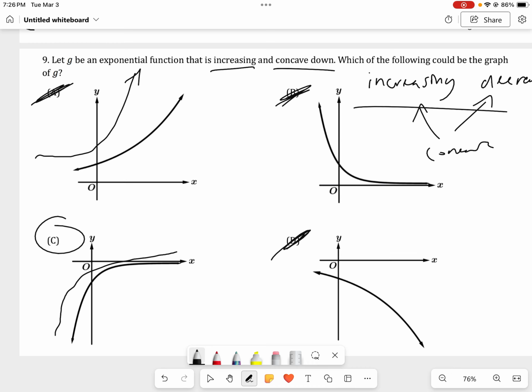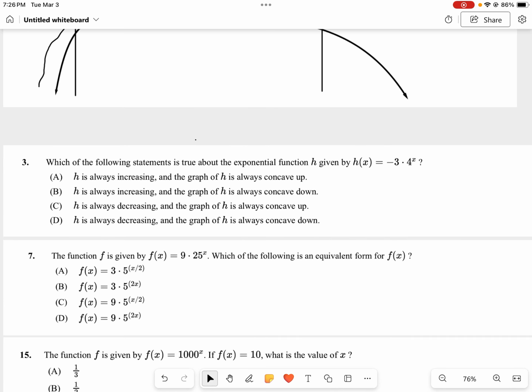So let's see. Which of the following statements is true about the exponential function given? Okay, well, we can graph it. Remember, plug in the values. So when x is 0, it's just going to be -3, which is about right here. When x is 1, it's going to be -12, which is about right here.